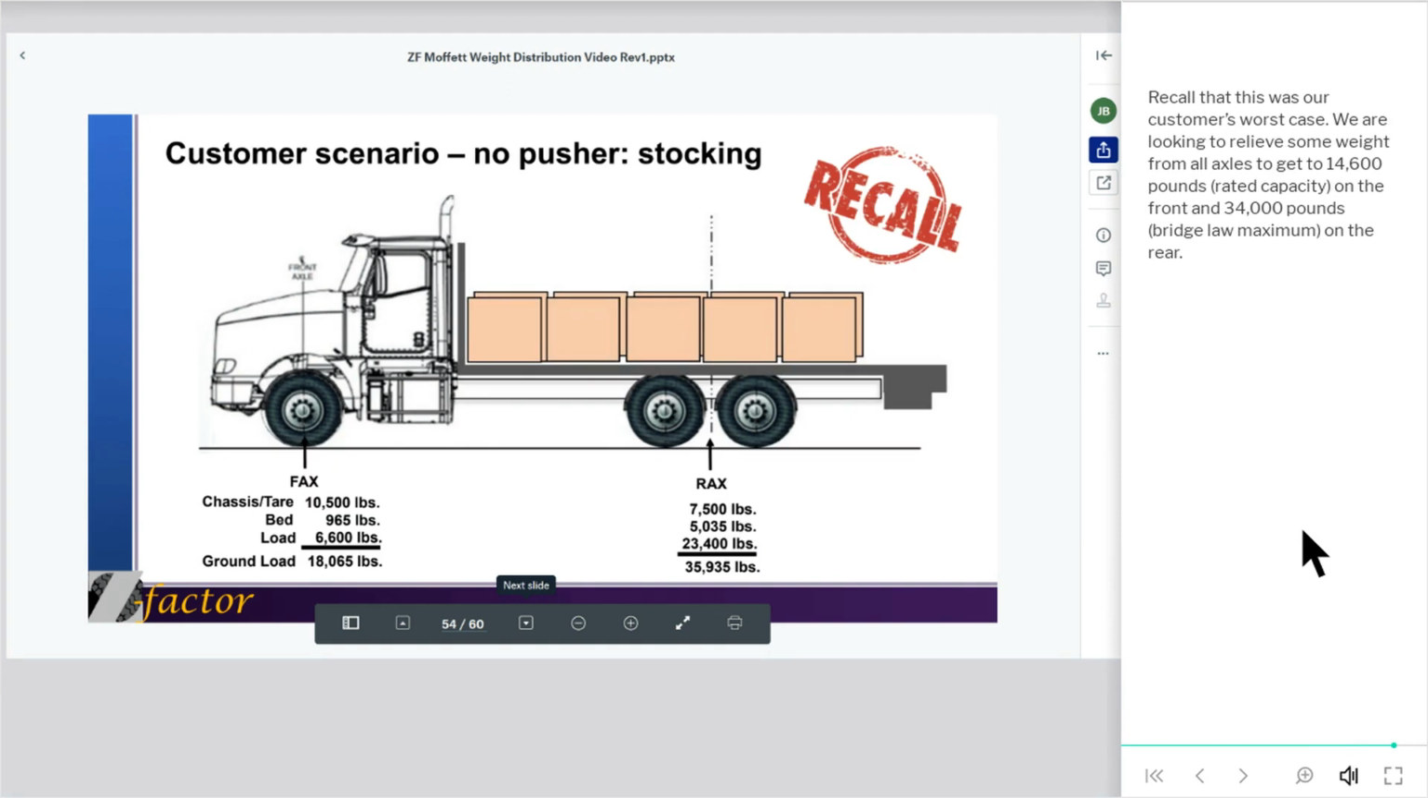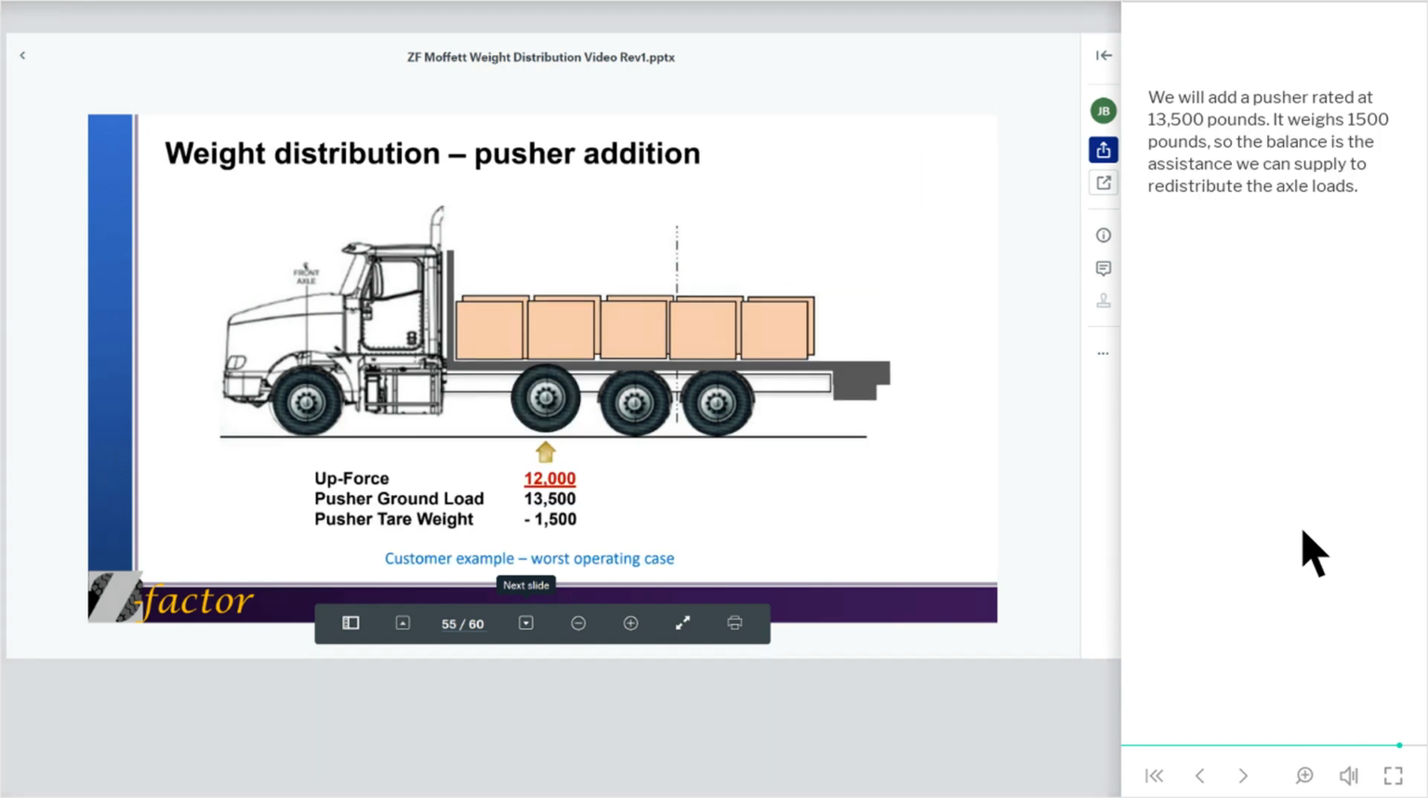Recall that this was our customer's worst case. We are looking to relieve some weight from all axles to get to 14,600 pounds, rated capacity, on the front and 34,000 pounds, bridge law maximum, on the rear. We will add a pusher rated at 13,500 pounds. It weighs 1,500 pounds, so the balance is the assistance we can supply to redistribute the axle loads.